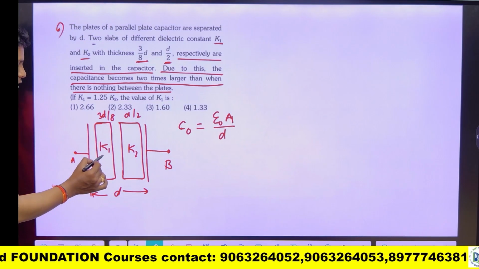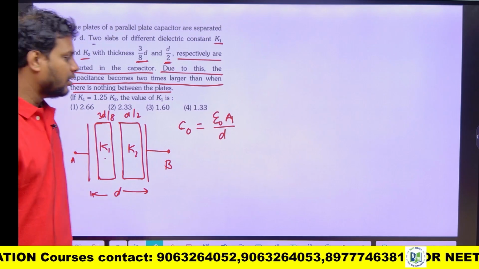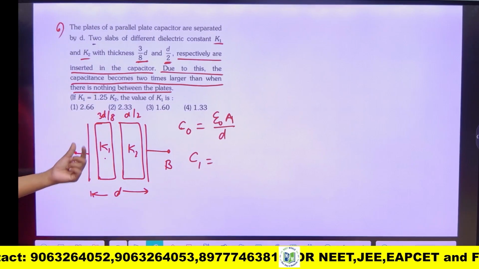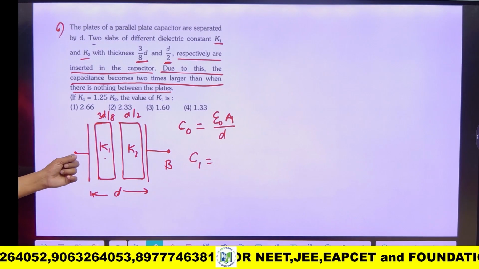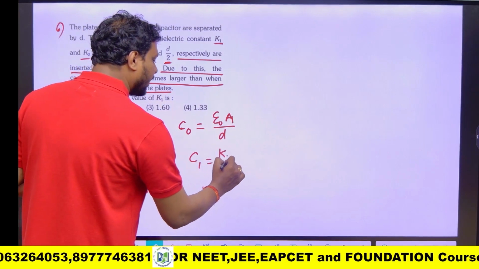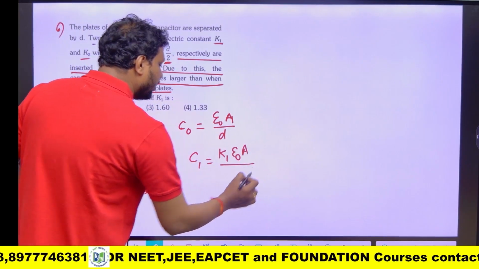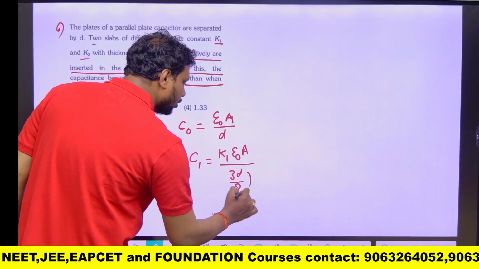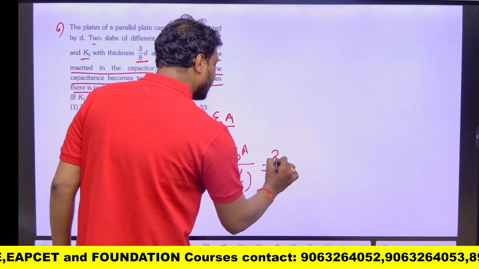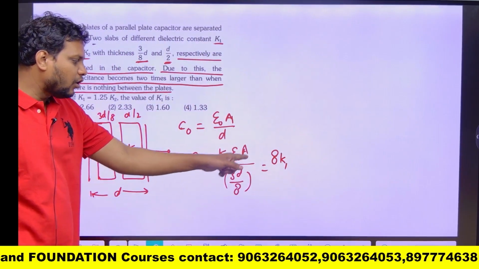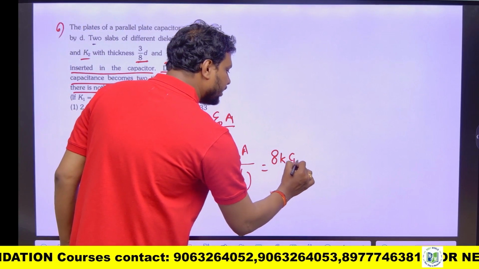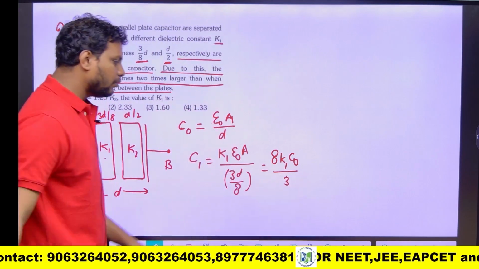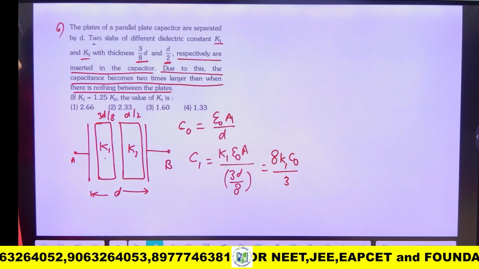First I am going to calculate the capacitance of the first dielectric, taken as C1. We have the formula for the capacitance of a capacitor with dielectric: K1 epsilon naught A divided by the thickness of the slab, which is 3d by 8. So this is 8 K1 epsilon naught A by 3d, and since epsilon naught A by d is C naught, C1 is equal to 8 K1 C naught divided by 3.